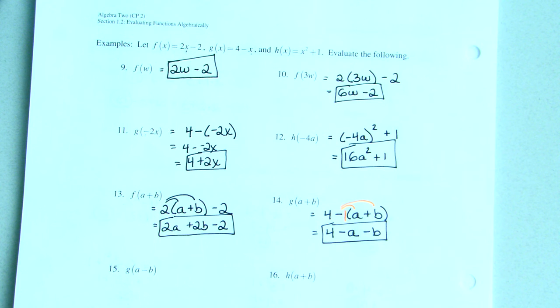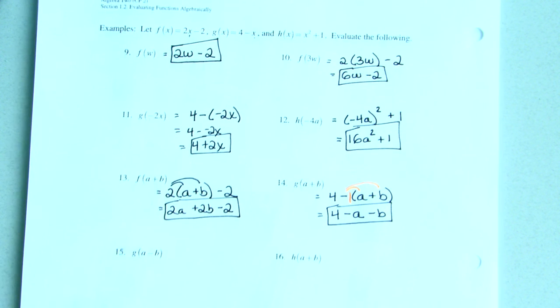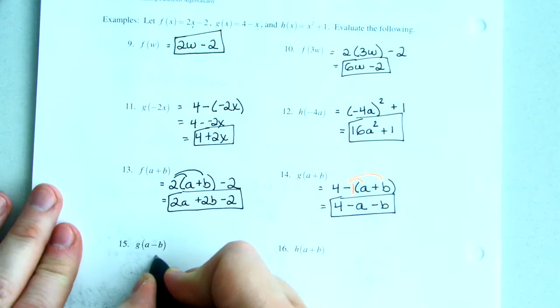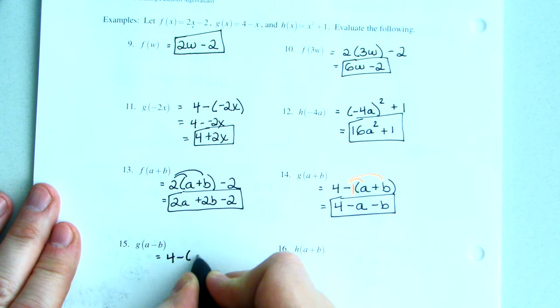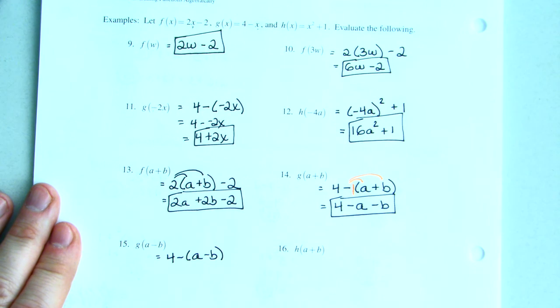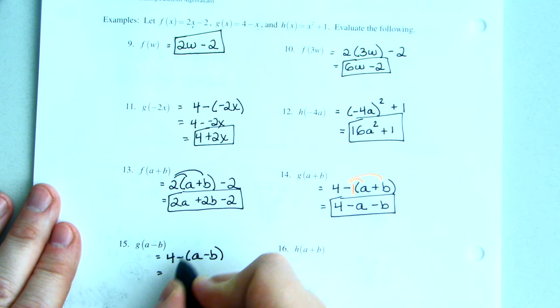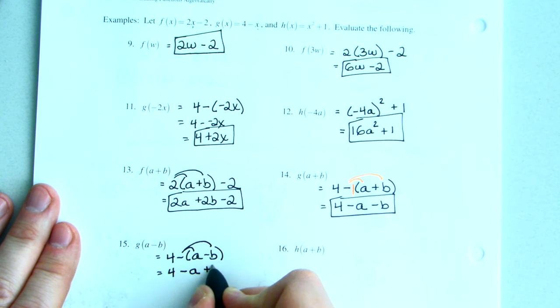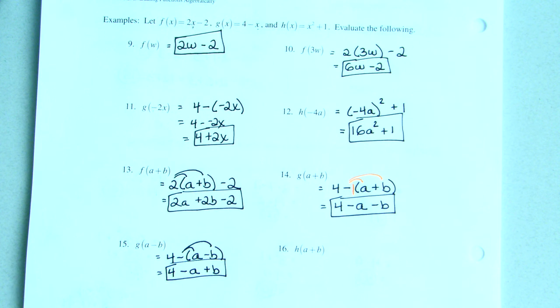I want to see if you can go do number 15. See if you can go find g of a minus b. This should be 4 minus, in parentheses, a minus b. Distribute the negative. 4, negative 1 times a is minus a. Negative 1 times negative b is plus b. Make sure you didn't say another minus b. It should be plus b over there.